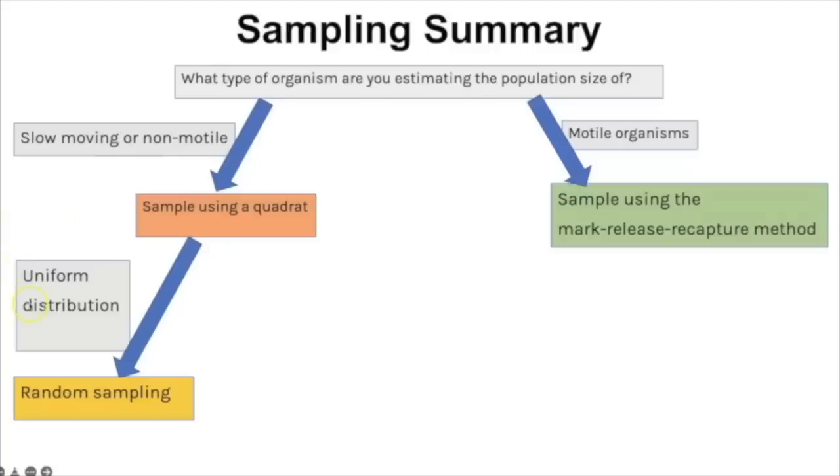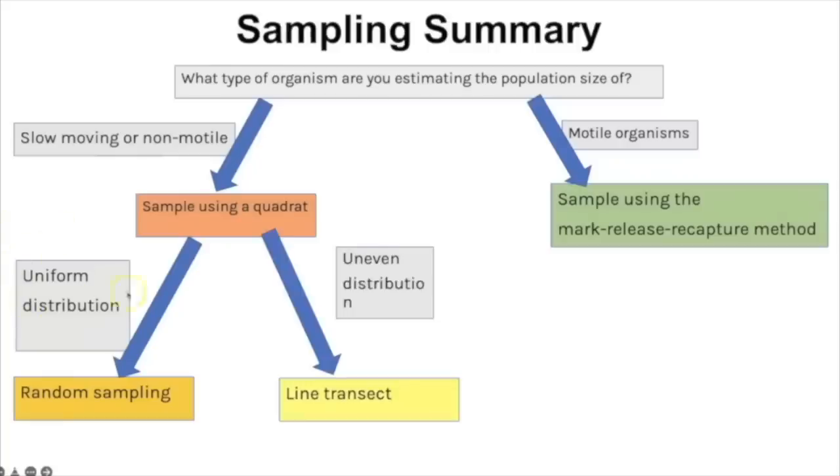If it was uniform distribution, you would do random sampling. If it wasn't evenly distributed, so for example a river in the middle of your field, then you would do a line transect. If you have a motile organism, meaning they can move, then you would need to use mark, release, recapture. So let's have a look at these three types of sampling.